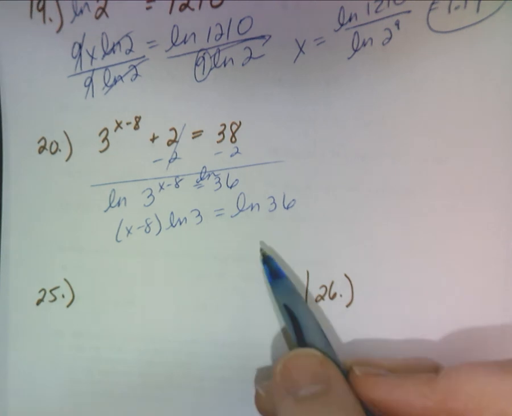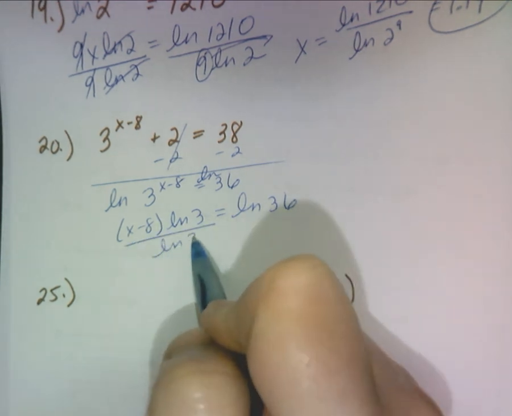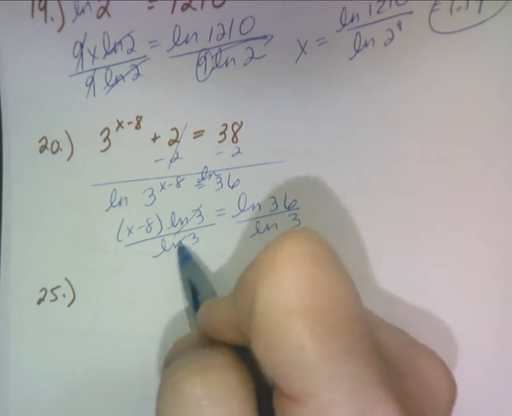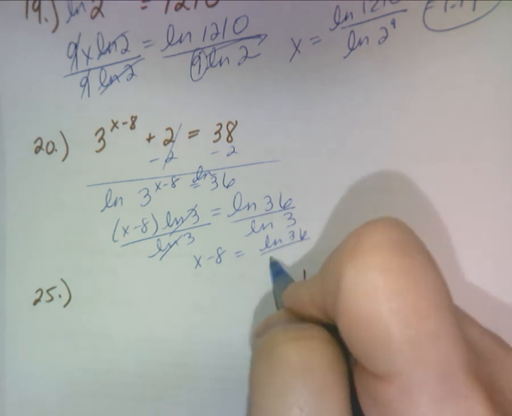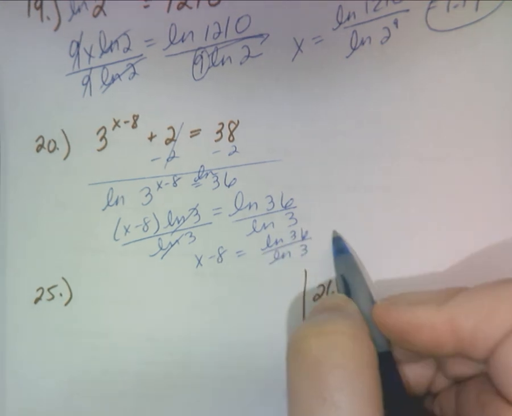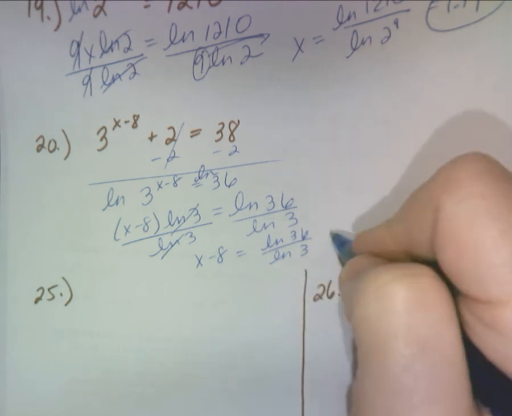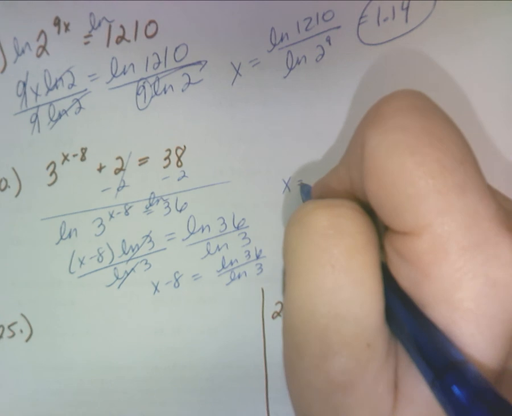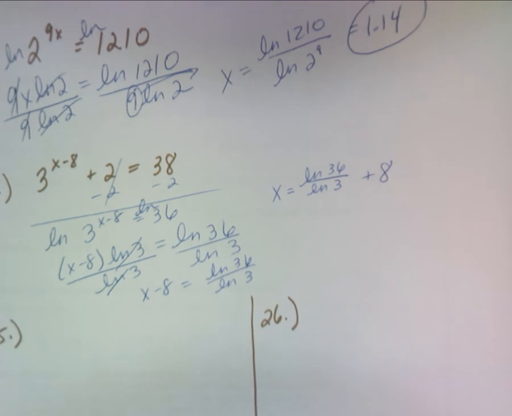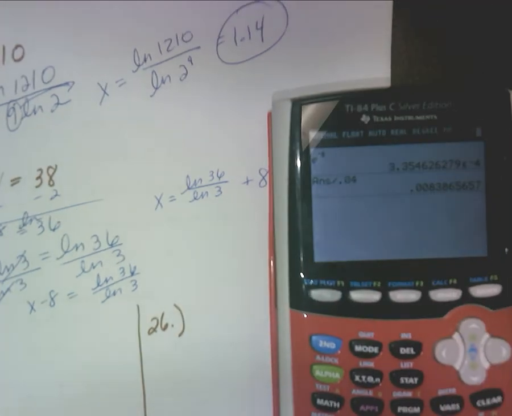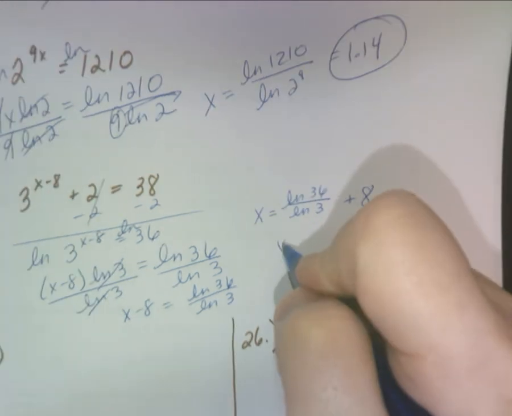And just to show you actually on this one, you could divide out the ln 3 right now, and you'd be left with x minus 8 equals the ln of 36 divided by the ln of 3, and then add the 8 to that number. So x equals ln 36, divide ln 3, and then add an 8. In the calculator, it would look like this: ln 36, divide ln 3, then add 8 to that, and you get 11.26.